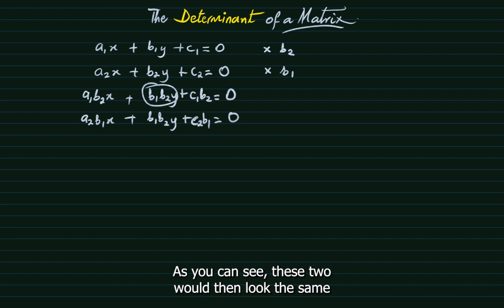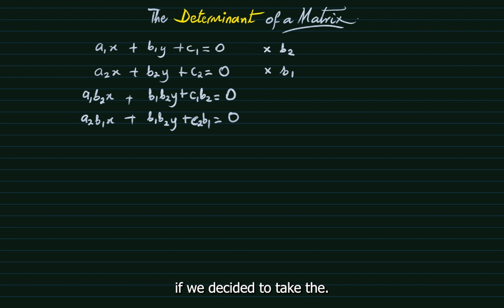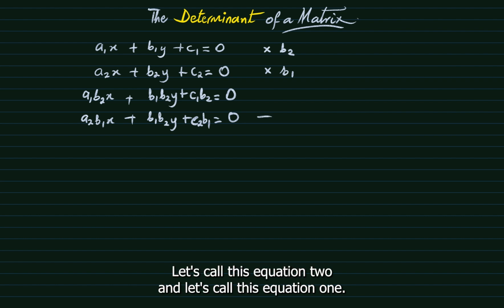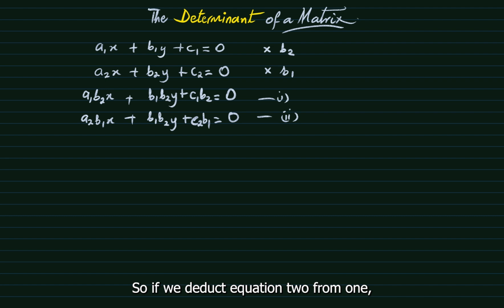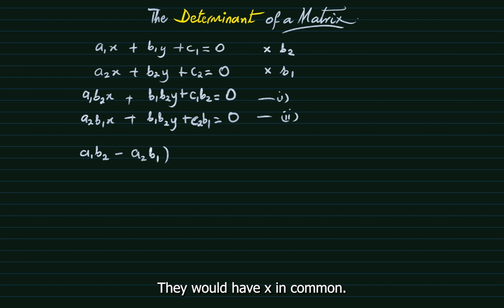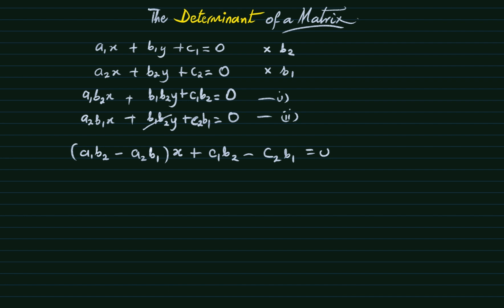As you can see, these two will then look the same. Let's call this equation 2 and let's call this equation 1. So if we deduct equation 2 from 1, we will have a1 b2 minus a2 b1. They both have x in common, so I'm going to just factor that out. The middle terms there will cancel each other out, and then I would have c1 b2 minus c2 b1 equals 0.